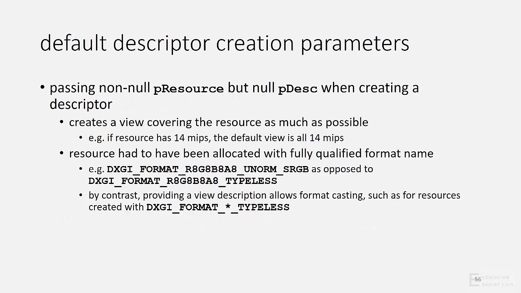What happens if you create a descriptor using a valid resource but null for the view description? What you get is a default descriptor in which the runtime auto-generates the view description in a way that covers the resource as much as possible. So if you had a resource with 14 mips, the default view on it would have 14 mips. This is really just an API convenience for a common case where, when you're trying to make a view, it's an obvious covering of the entire resource.